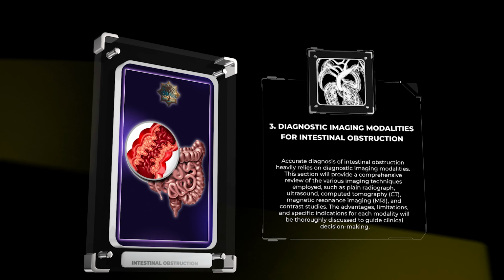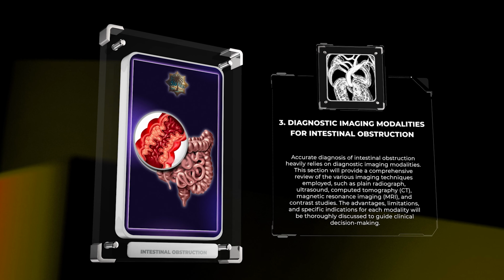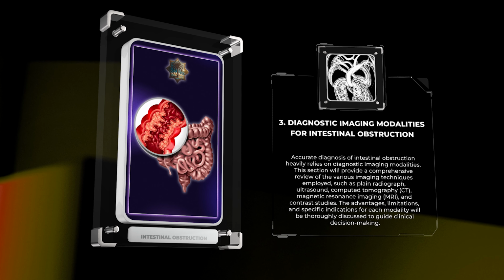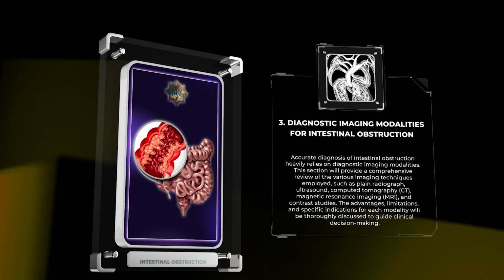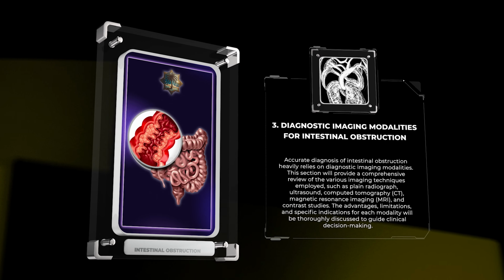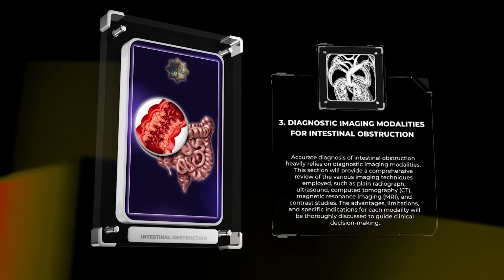Accurate diagnosis of intestinal obstruction heavily relies on diagnostic imaging modalities. This section will provide a comprehensive review of the various imaging techniques employed, such as plain radiograph, ultrasound, computed tomography (CT), magnetic resonance imaging (MRI), and contrast studies. The advantages, limitations, and specific indications for each modality will be thoroughly discussed to guide clinical decision-making.